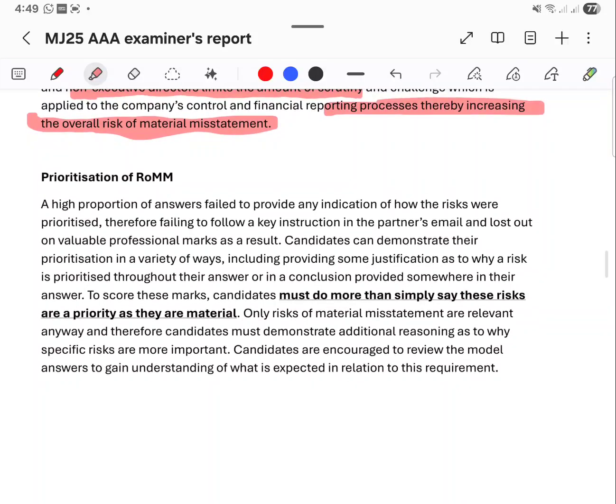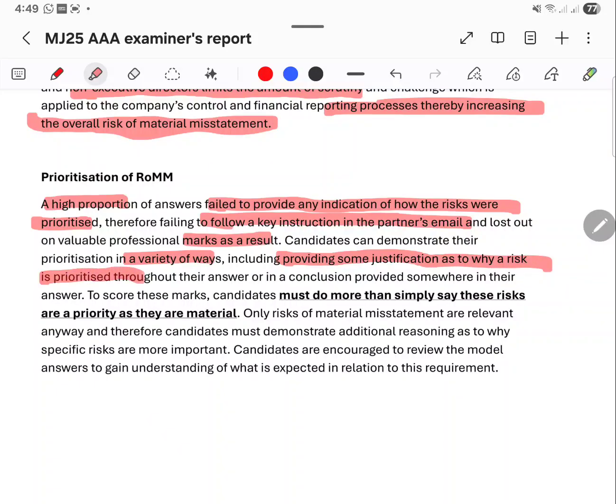Now the prioritization. A high proportion of answers failed to provide any indication of how the risks were prioritized, therefore failing to follow a key instruction in the partner's email and losing out on valuable professional marks. Candidates can demonstrate their prioritization in a variety of ways, including providing some justification as to why a risk is prioritized throughout their answer, or in a conclusion provided somewhere in their answer.